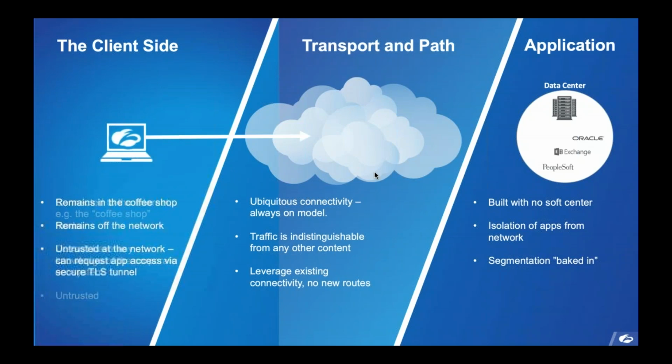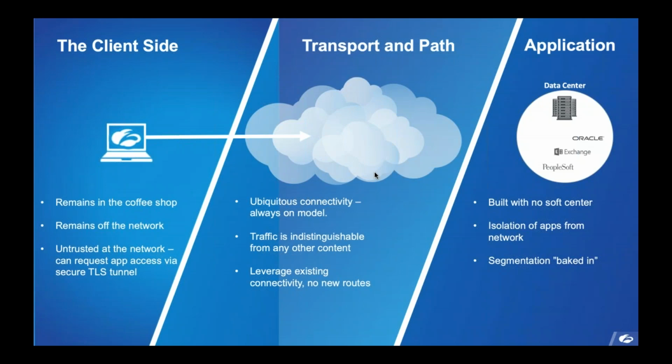So if we break that down from a Zscaler perspective, first and foremost, we remain in the coffee shop from the client side, we remain off the network, there's no network connectivity, and although we're untrusted at the network, we can request applications via the TLS tunnel. So what I'm saying there effectively is, you don't need to worry about where I am, because I'm going to manage that trust model that we described for the application access across the entire solution.